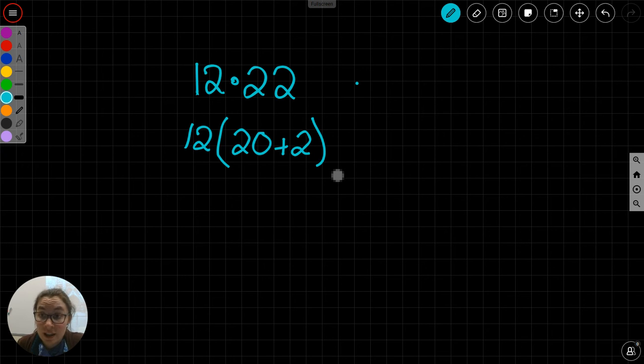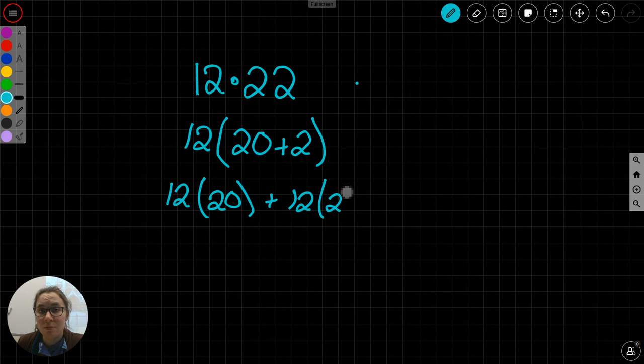Now, you're looking at this saying, order of operations, that I have to do it in the parentheses first. Well, that would get me back to 12 times 22, and that's not what I want. I want 12 times 20 plus 12 times 2. And I can rewrite this as 12, as I just said, times 20 plus 12 times 2. And that's what the distributive property is.